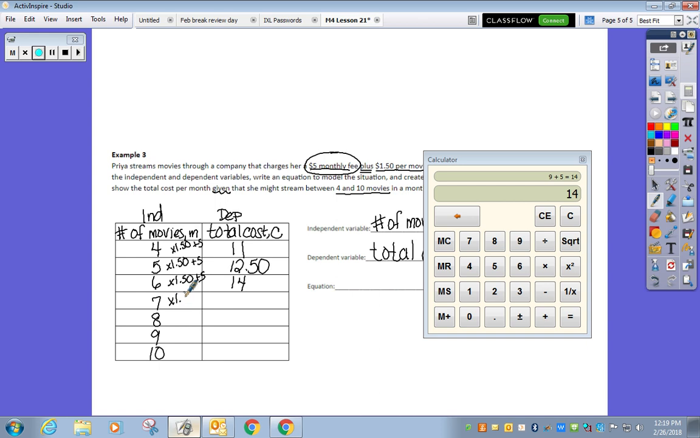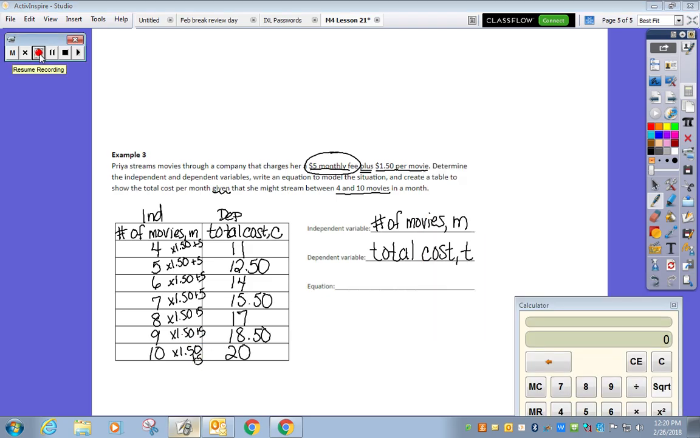I would do the same for each of the other ones, multiplying by $1.50 first and then adding on the $5. Okay, so I have taken time to fill in the rest of the table, just again multiplying by $1.50 each time and then adding the $5 on. So the table would continue on in this way.